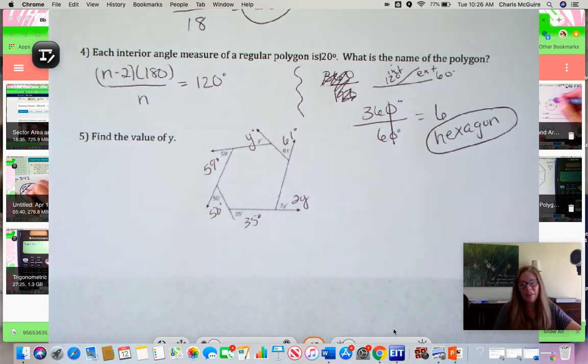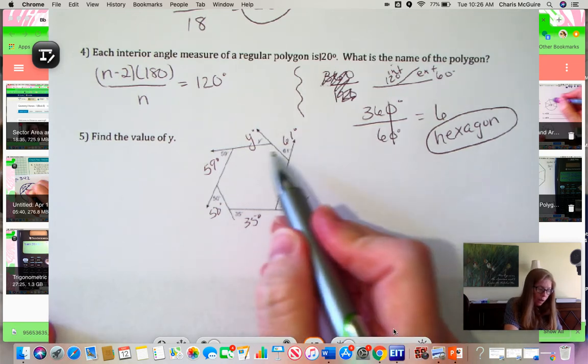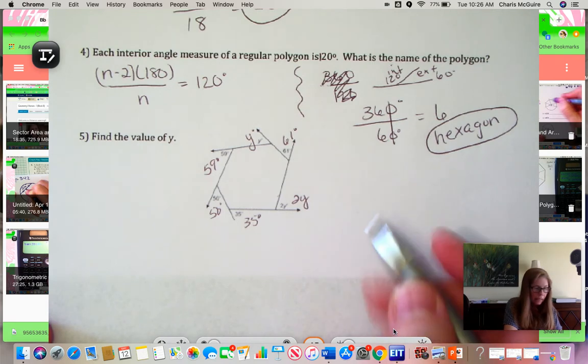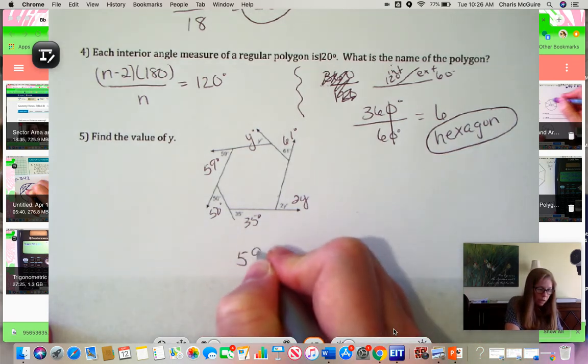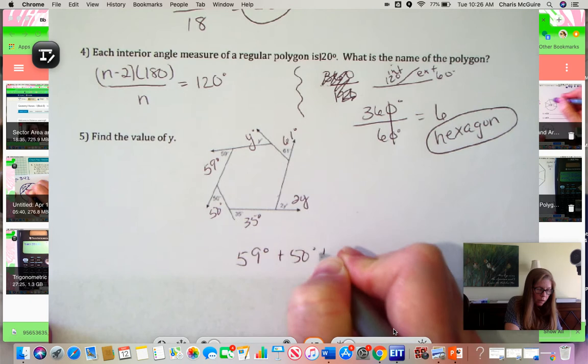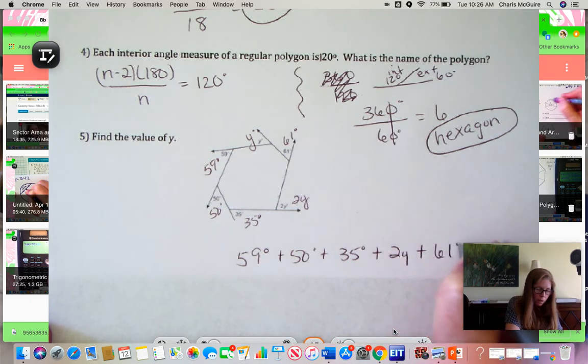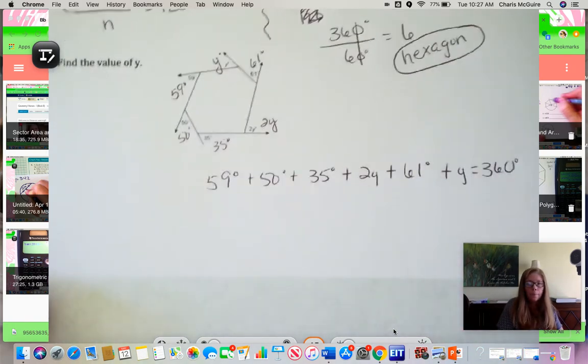All right, this did not work out pretty. It's a decimal, and that's fine. Hopefully you've gotten 51.67, 51.7, or maybe you rounded up to 52. I'll take them all. That's fine. So you're going to add these up. It doesn't matter where you start, but going around the outside, we're going to add them up and set them equal to 360. So we have 59 degrees plus 50 degrees plus 35 degrees plus 2y plus 61 degrees plus y equals 360. Bam, there it is.